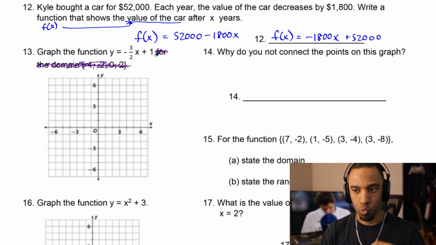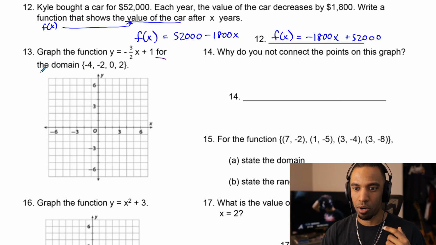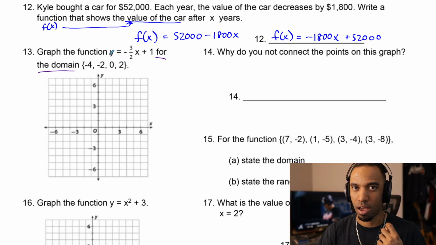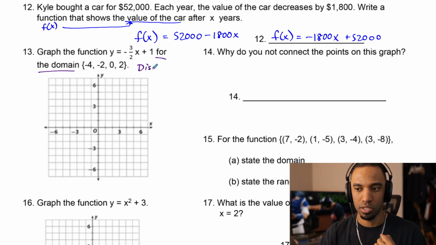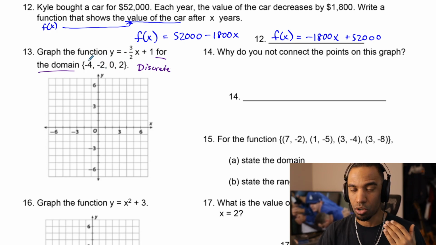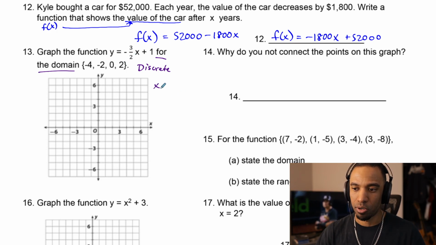Now, this was here. And they say for the domain, which means we are restricted to this domain. These are the only values we can choose, and this graph will be discrete. It will be discrete for that very reason. They've restricted our domain. These are the only points that can exist. So I can create a table.